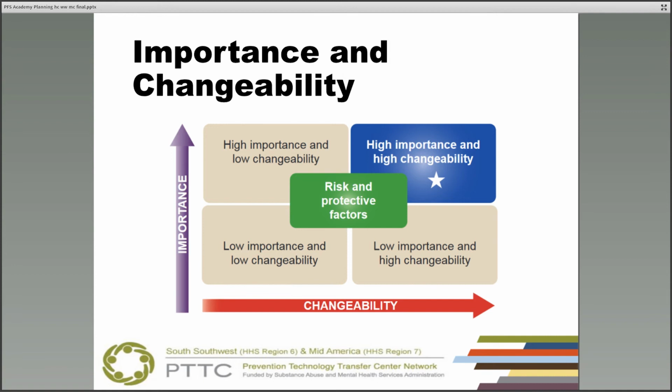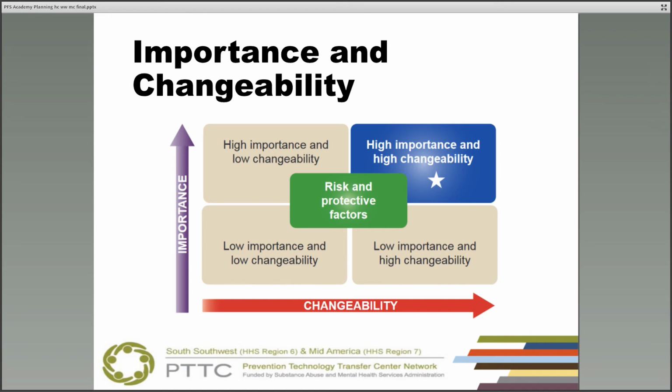So as I mentioned before, I wanted to talk a little bit about the concept of importance and changeability. You see in this figure, which is in quadrants, that you can have low importance and low changeability. Obviously, we probably wouldn't want to ever spend any time in that quadrant. Low importance and high changeability, when we also look at the changeability continuum. Then we have high importance but low changeability. That one's a hard one to struggle with, to be honest with you.